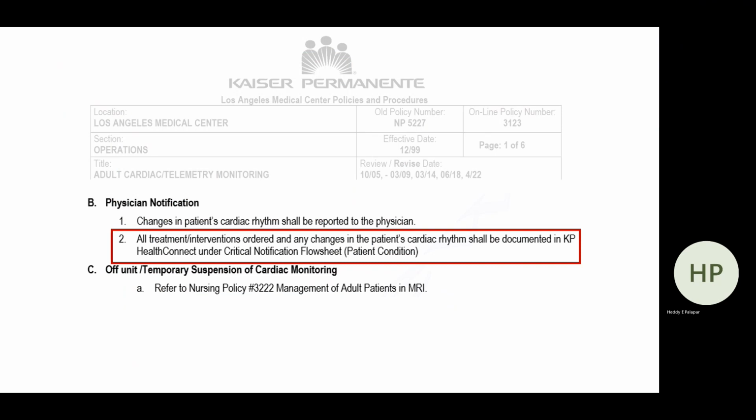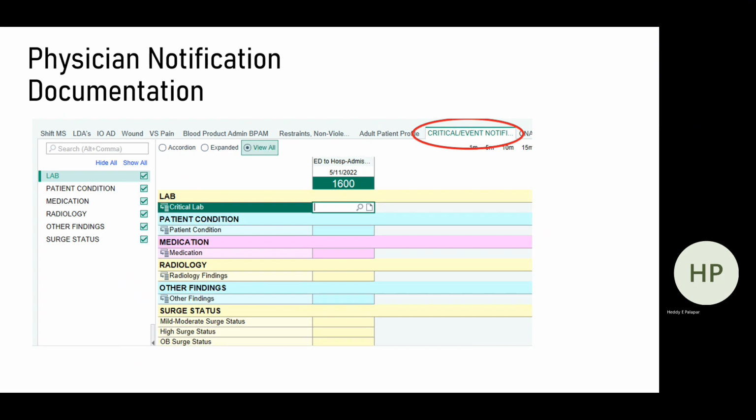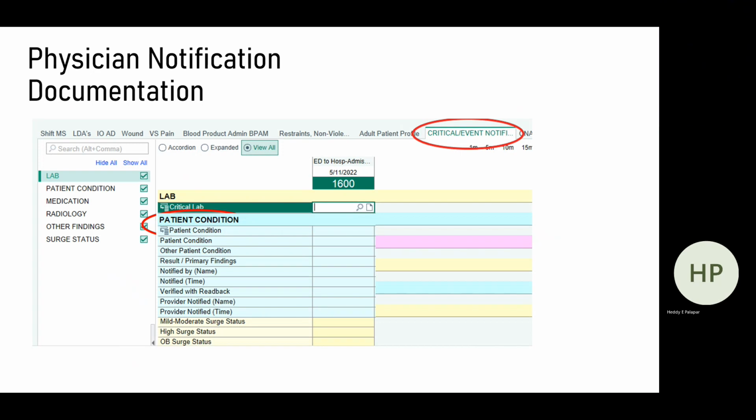All treatments and interventions ordered for changes in patient cardiac rhythm shall be documented in KP Health Connect under critical notification flow sheet. In the next slide, I'll show you how to properly document. You go to Critical Event Notification Lab, you go to Patient Condition, and select Yes. A new documentation flow sheet will open up and you fill out all the areas.